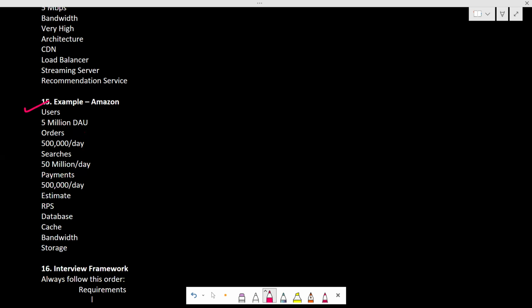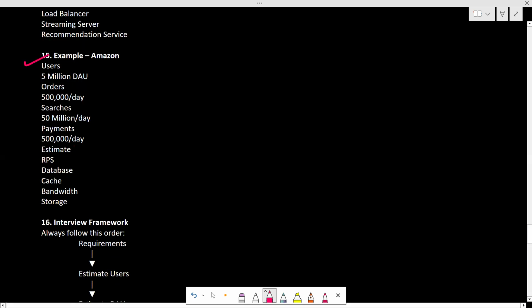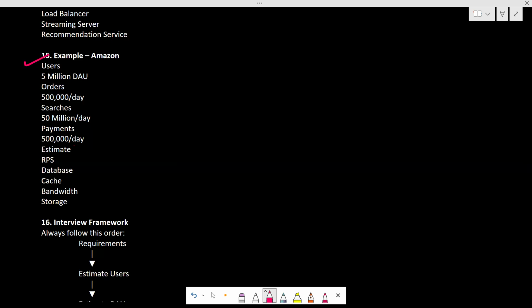So, 5 million daily active users. Suppose orders are 5 lakhs per day, searches 50 million per day, payments 5 lakhs per day. You need to estimate the RPS, database, cache, bandwidth, and storage. In this way, capacity estimation helps determine how many servers, databases, caches, and load balancers are required.